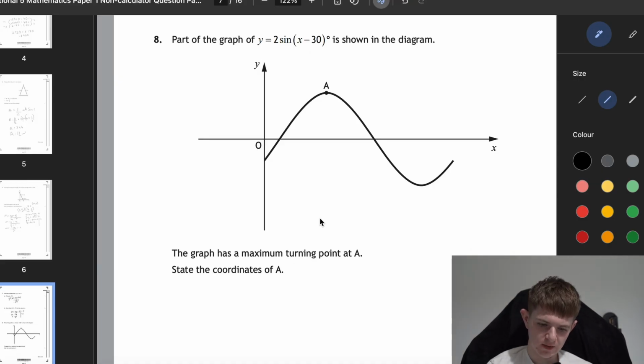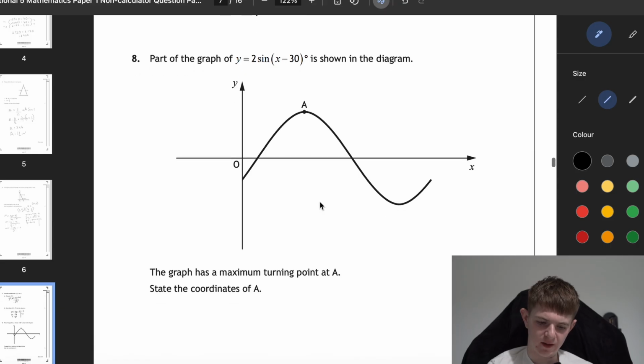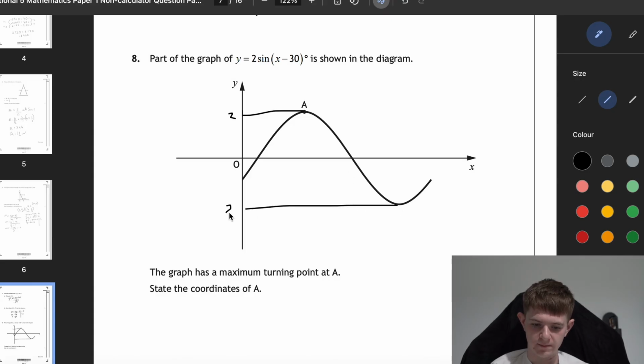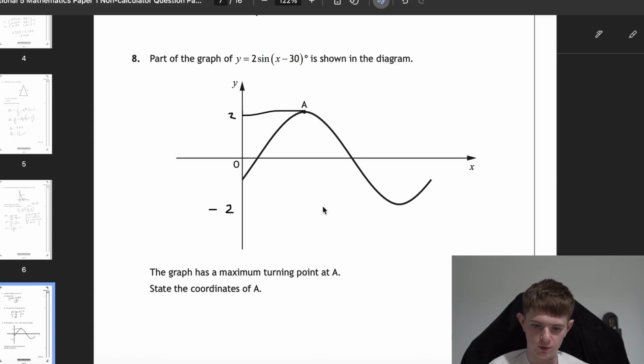So essentially, we're trying to find out the turning point up here on this graph. We're trying to figure out the coordinates of that. So our y coordinate is pretty easy to try and figure out. It's as simple as this number at the front here. That represents our y-axis. So that means that the graph is reaching 2 and it's going down to negative 2. So it goes up to 2, it goes down to negative 2.